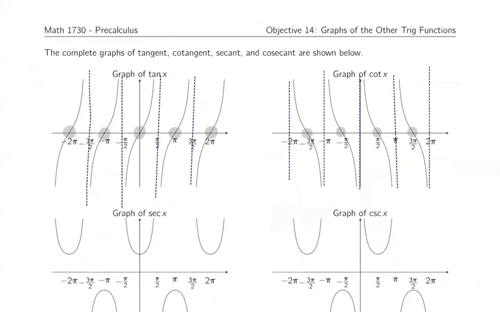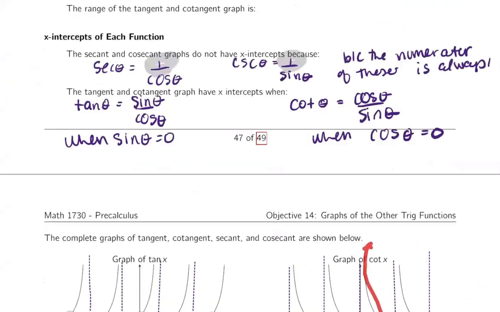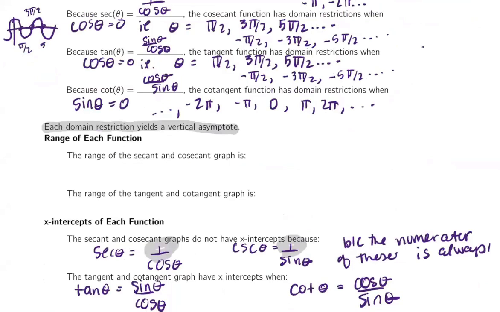Okay, and then maybe let's think about our range. I see that even just one cycle of this, I have y values all the way down and y values all the way up for my tangent. And cotangent, I have y values all the way up and all the way down. So for both of these, the range of my graph is going to be negative infinity to infinity for the range of tangent and cotangent.